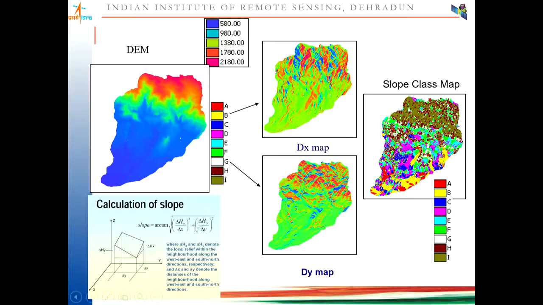So what is the slope? You can say it is the difference in height, elevation, in x and y directions, and you can calculate it using a DEM very easily.